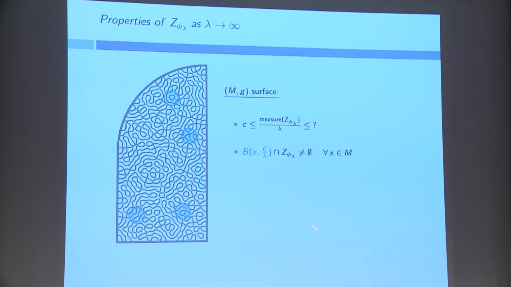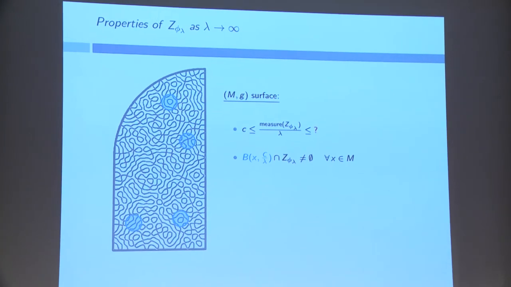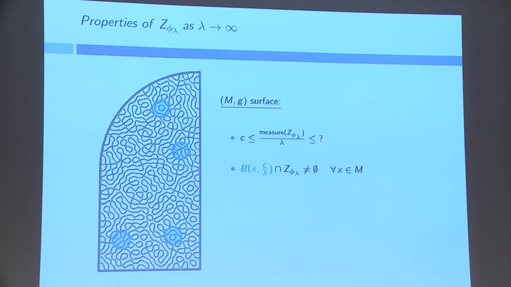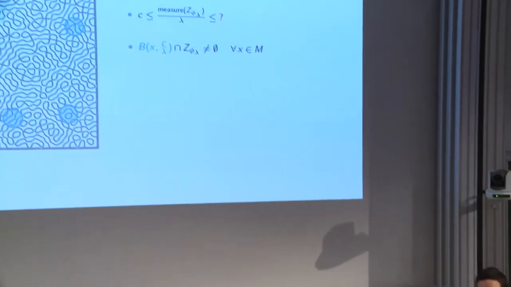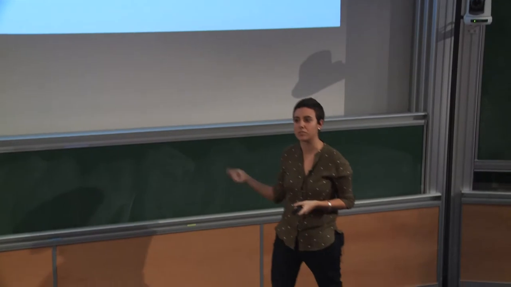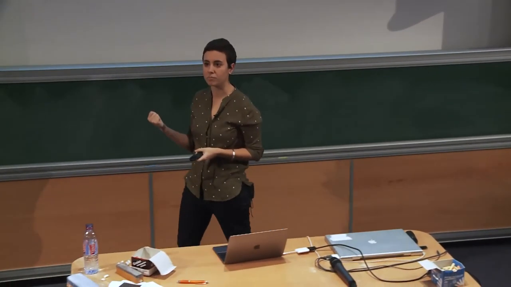What we also know about the zero set is how it spreads across the surface. So we know that there exists this constant C here, such that if you grab a ball of radius C over lambda, no matter where you place it on your surface, it will always intersect the zero set. So what that is saying is that if I start here at a point x in my surface and I walk a distance of C over lambda, then I'm always going to see a sign change in my function. Because these wave functions, they are oscillating at frequencies that are comparable to lambda.